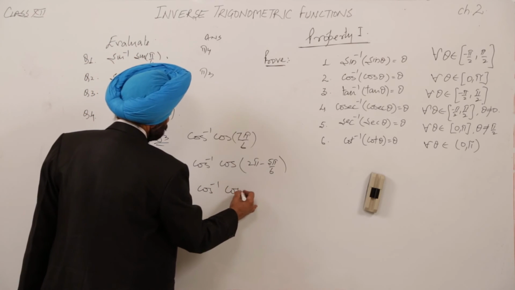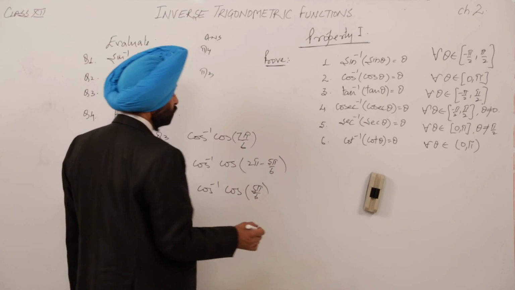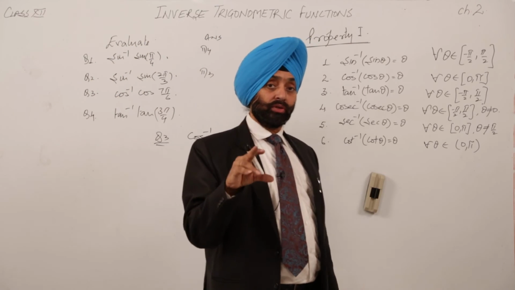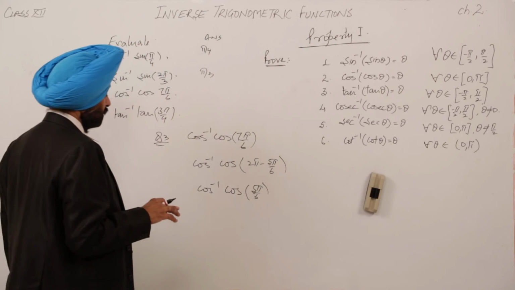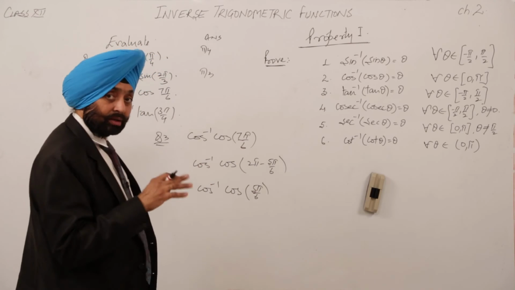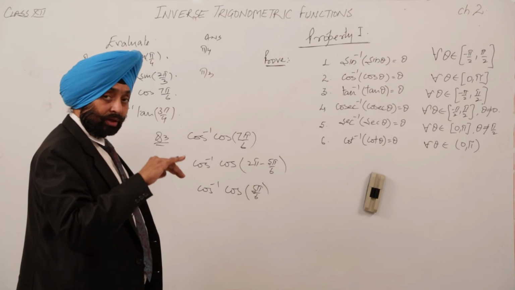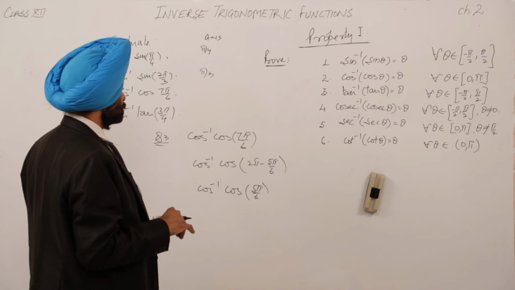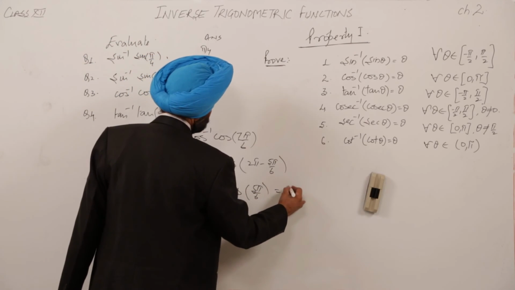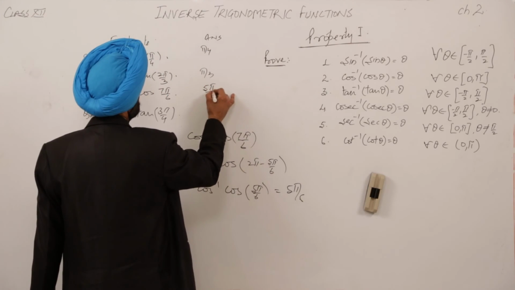Okay, it is 150. So what is our result now? Cos inverse cos of 5 pi by 6. 2 pi minus 5 pi by 6 is one complete cycle minus 5 pi by 6, so we are going to the bottom side. So cos inverse cos 5 pi by 6, our result is 5 pi by 6. So the third result is 5 pi by 6.